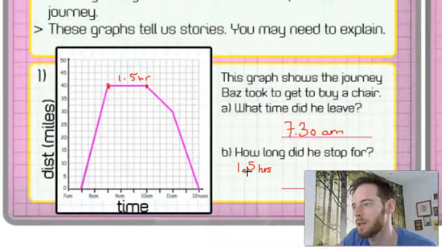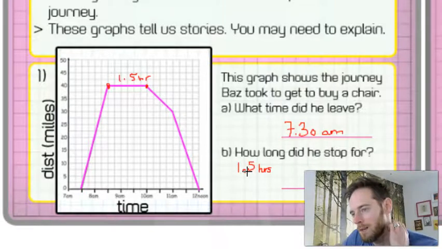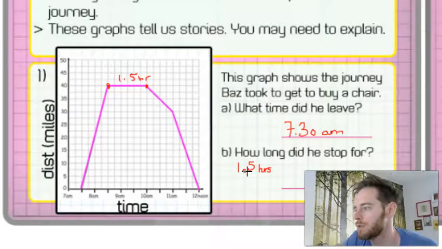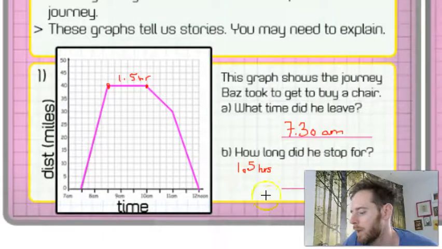Time's a really tricky thing because it's split into minutes and hours and seconds, and yeah, there's a nice button on calculators we can use. I'll show you later on about that, but for now that does us for that question.